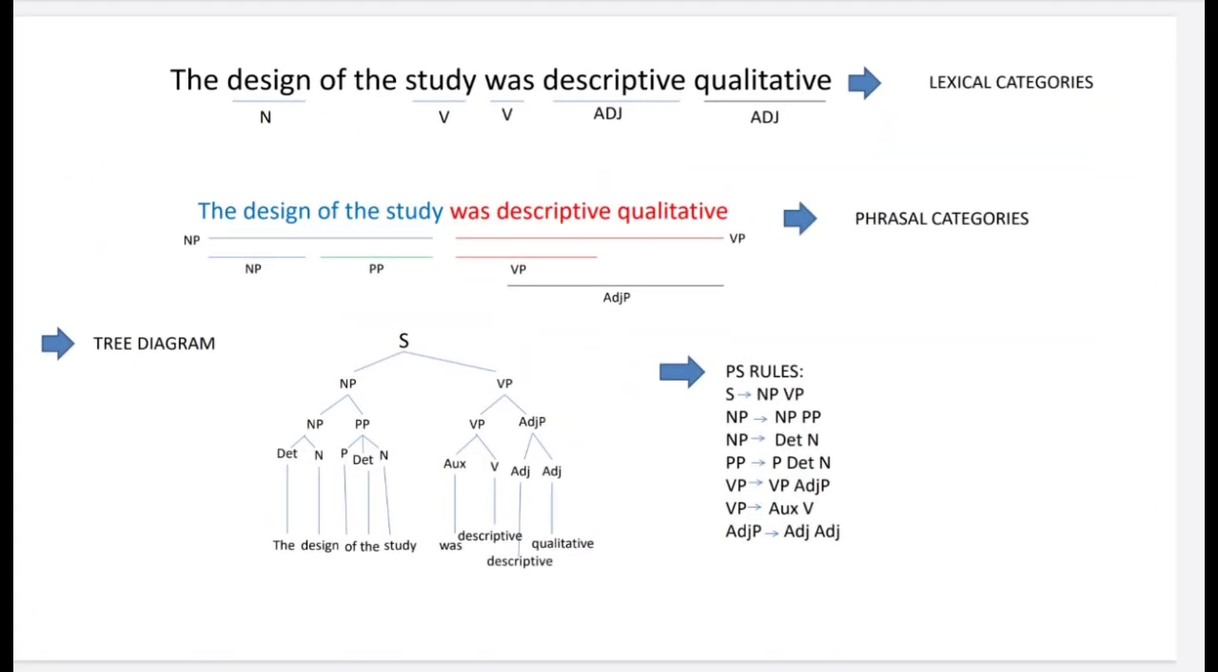Okay. The first one is: the design of the study was descriptive qualitative. I have already analyzed the lexical categories. You can see on the screen. Design is noun, study is verb, was is verb, descriptive is adjective, and qualitative is adjective. Okay, now we go to the next, phrasal categories.